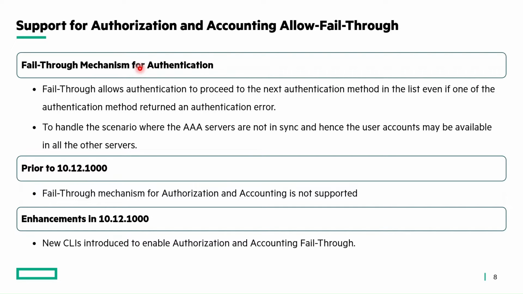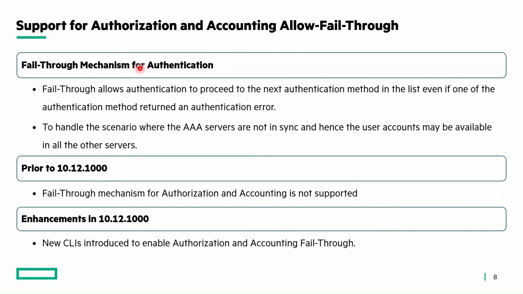So if there is an authentication error with one method, we will try to fail through to the next method. It is mainly needed in scenarios where the AAA servers are not in sync, and hence the user accounts may not be available on all the servers. It may fail on the first server but be available on the next server.